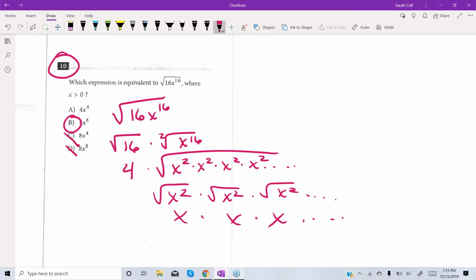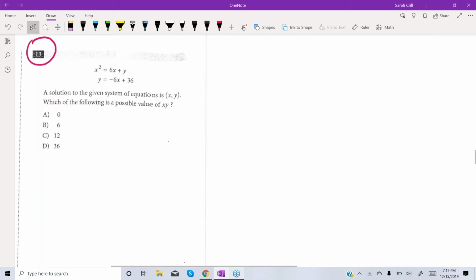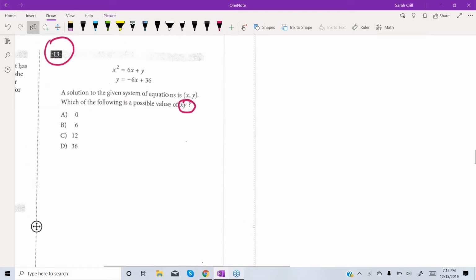Okay, so the next problem is going to be 13. So we have this system of equations. A solution to the given system of equations is x, y. Which of the following is a possible value of x times y? They almost always ask you for something that isn't initially what you would think it would be. Solve for x, or solve for y, or solve for the point x, y, right? Which means you would have to solve for both. No, they don't want you to do that. They want you to solve for x times y.